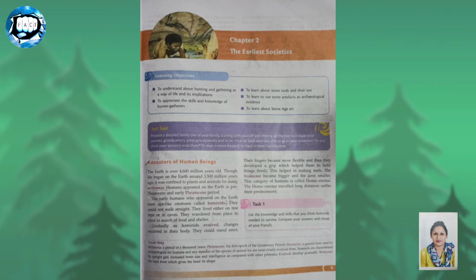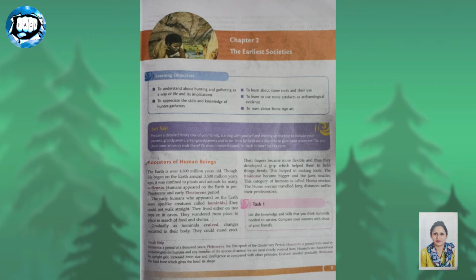The early men who appeared on earth were like ape creatures called hominids. Hominids is a general term used by archaeologists for humans and any member of the species and animal we were most closely evolved from. Hominids are characterized by upright gait, increased brain size, and intelligence as compared with other primates. The hominids could not walk straight, and they lived either on top of trees or in caves. They used to wander from place to place in search of food and shelter.